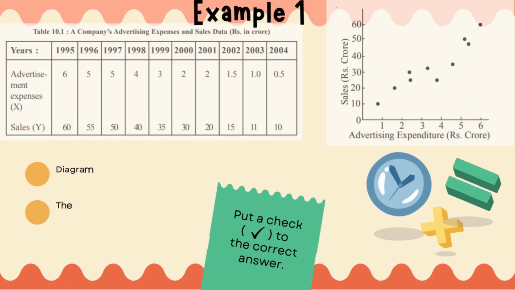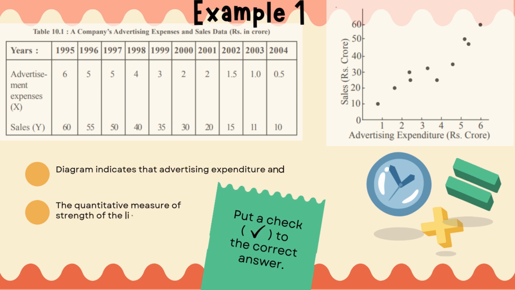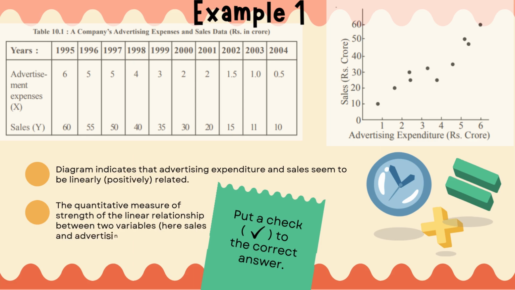Now we are going to take example number 1. In this particular example, let us see in the columns years, and next one is advertisement expenses, which is x, and sales, which is denoted by y. In 1995, advertisement expenses is 6 and sales is 60. In a similar fashion, in 2004 the advertisement expenses is 0.5 and sales is 10.